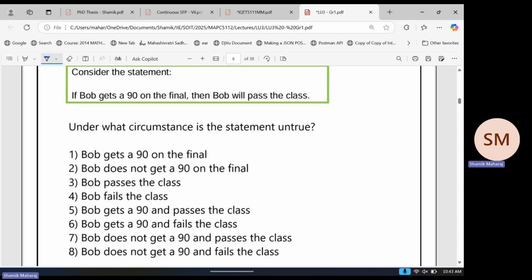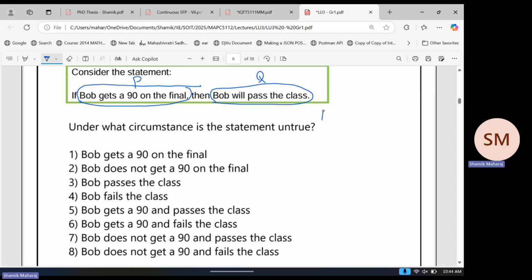Okay, so for the first one, what we need to do is, first, identify what kind of statement we are dealing with here. This is the statement, right? It's clearly an implication. Because it's an implication, we need to identify P and Q. Bob gets a 90 on the final, that goes up to here, so we'll call that P. That's the first statement. The second one is Bob will pass the class. We'll call that Q. That's the first thing: identify your statements and check what kind of molecular statement we have here.